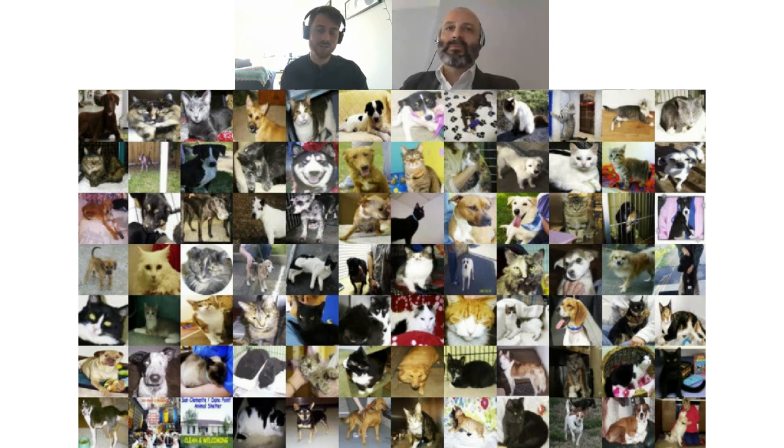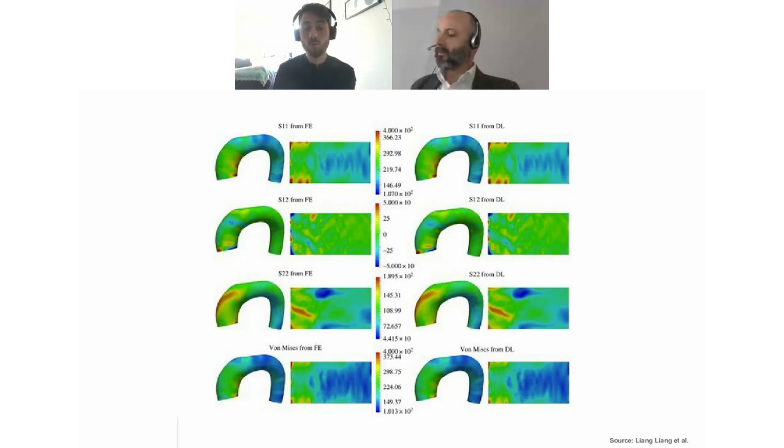Another example which caught the attention of the media was an algorithm which could tell the difference between a picture of a dog and a picture of a cat. The way these algorithms work is you feed them a load of data, and they pick up patterns and learn from that data, so that when you give them new data, they can understand it because they've learned from those patterns. It's a little bit more complicated than that, but we don't have time to go into that. What I found recently was a paper which used deep learning to predict finite element analysis.